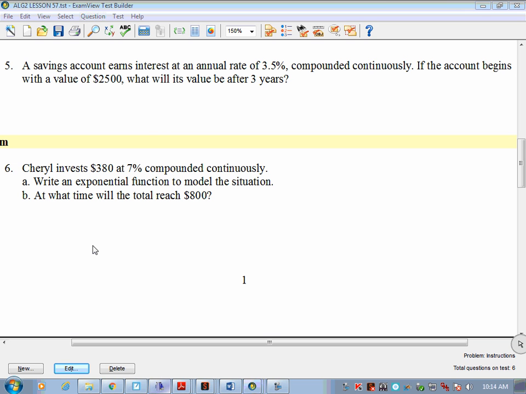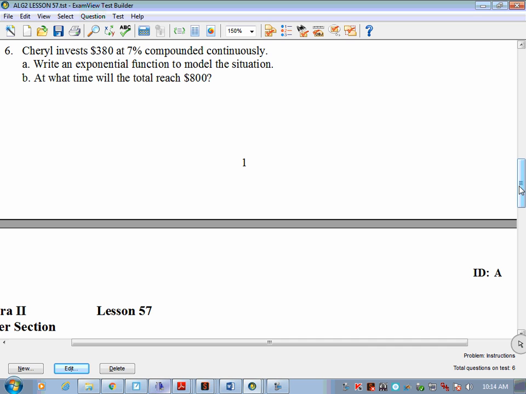All right, last question, and then we'll be all done. Okay, Cheryl invests $380 at 7% compounded continuously. So we're going to go back to that formula that we used in number 5. We want an exponential function to model the situation. So our principal is $380 times E to the 7%, which is 0.07, times time, because they don't tell us our time.